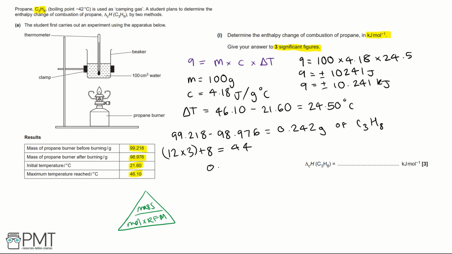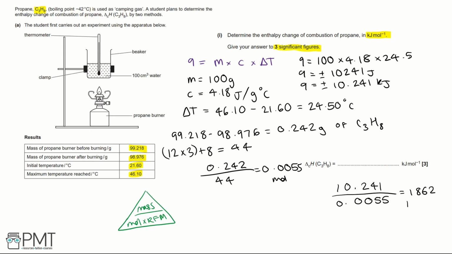So we've got 0.242 divided by 44, which equals 0.0055 moles. Now we've got kilojoules and we've got moles. So to do kilojoules per mole, we do 10.241 divided by 0.0055, which equals 1,862 kilojoules per mole. But we don't know if it's plus or minus.